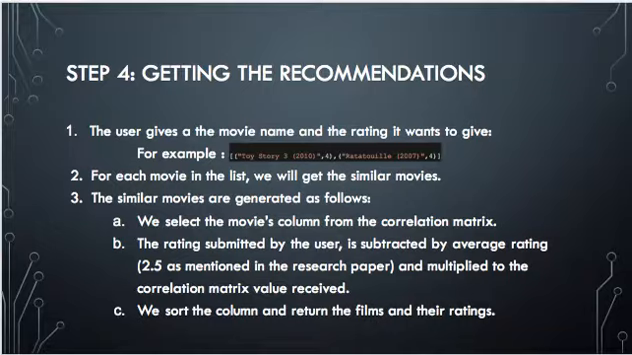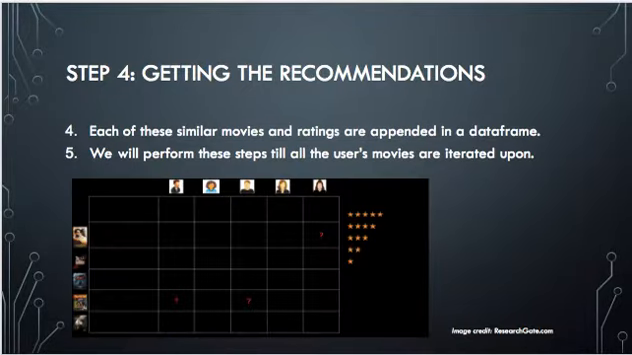We will then take the rating submitted by the user and subtract the average rating, which is 2.5, as mentioned in the research paper we followed, and multiply it by the correlation matrix value we received. Then we sort the column and return the films and their ratings. This step is performed until we iterate over all the movies, and at the end all the data collected per movie is appended in a data frame, and it looks something like this.